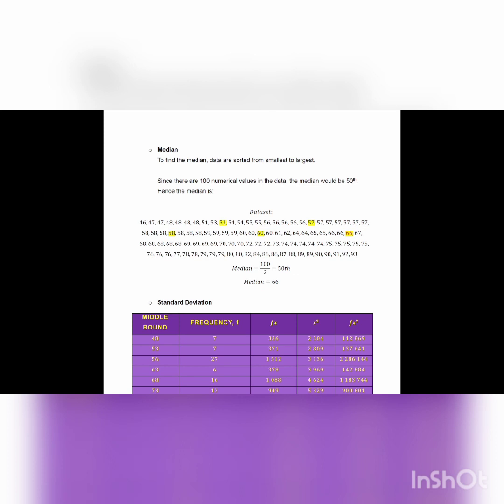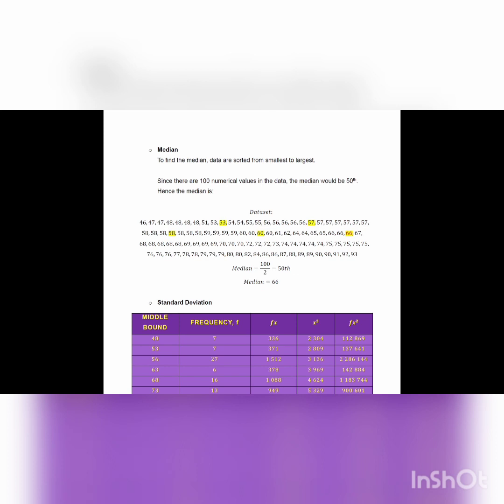The highest frequency in the dataset is in the class interval of 56 to 60, which has a frequency of 27 in total. So we could conclude the mode is the class interval 56 to 60. Next, we move on to the median.